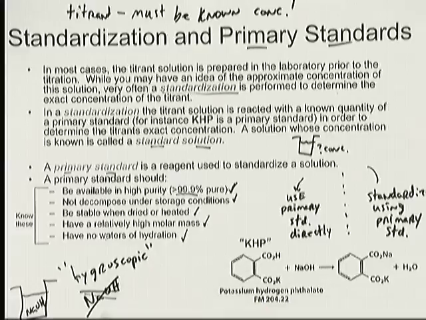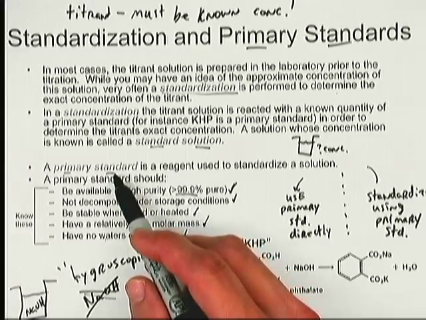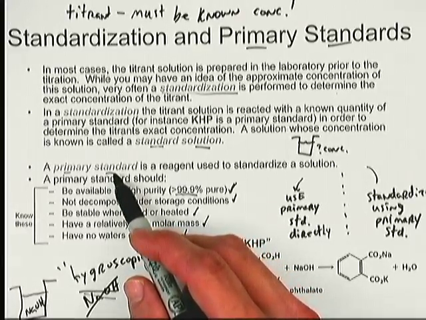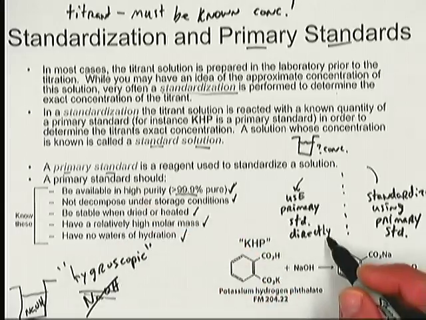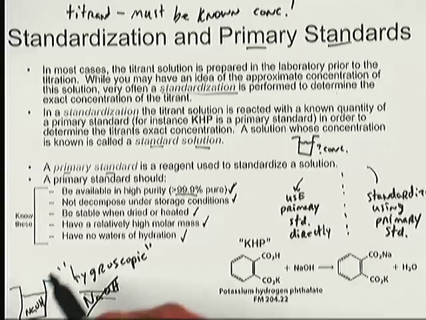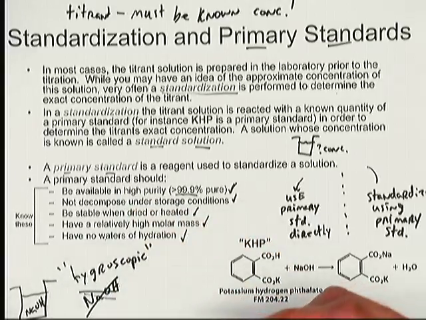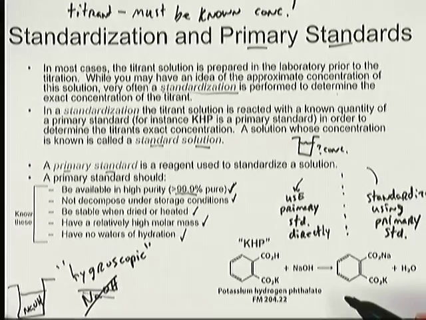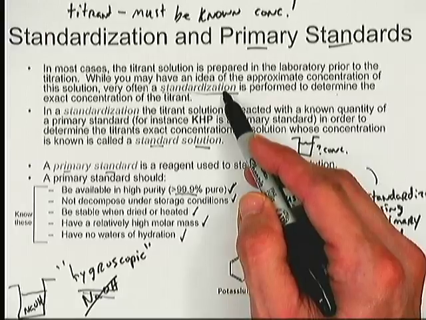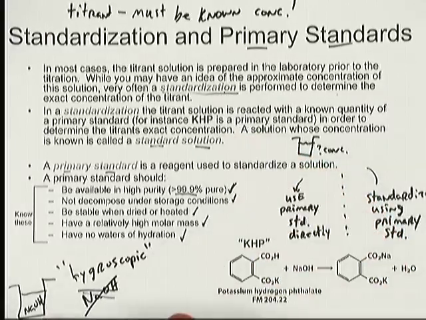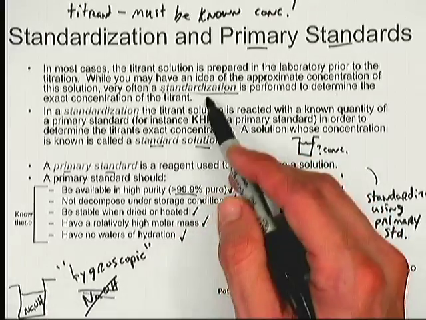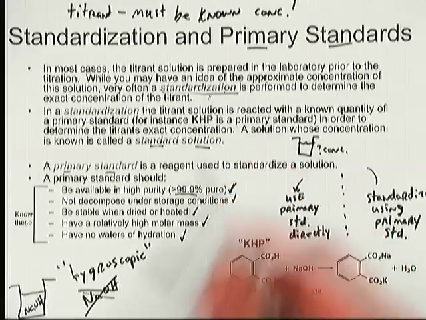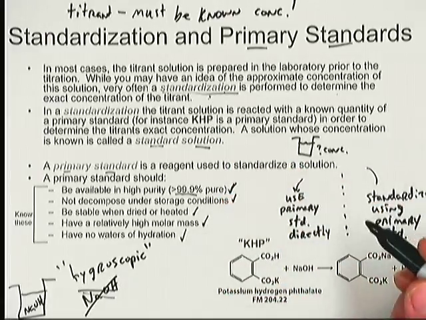Okay? So if you have a primary standard that you can use in the analysis directly, that's wonderful. By all means do that. If you do not have a primary standard available to you in your laboratory, or one is just not available through purchase, what you typically need to do is standardization. And whenever you use sodium hydroxide solutions in lab, you have to standardize them first, because it's not a primary standard. It's just not.